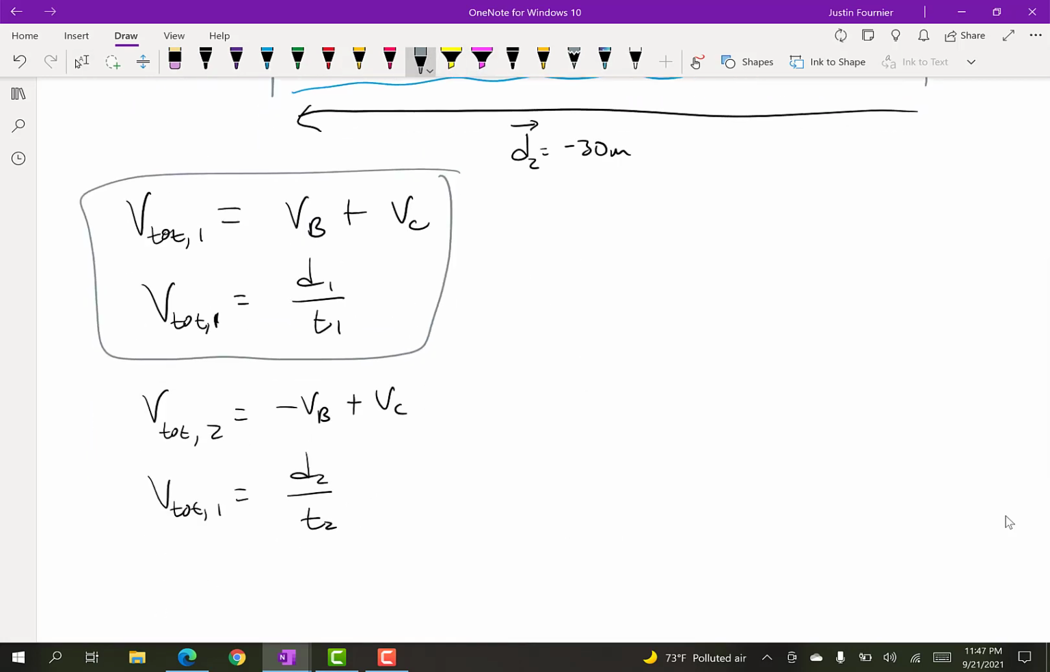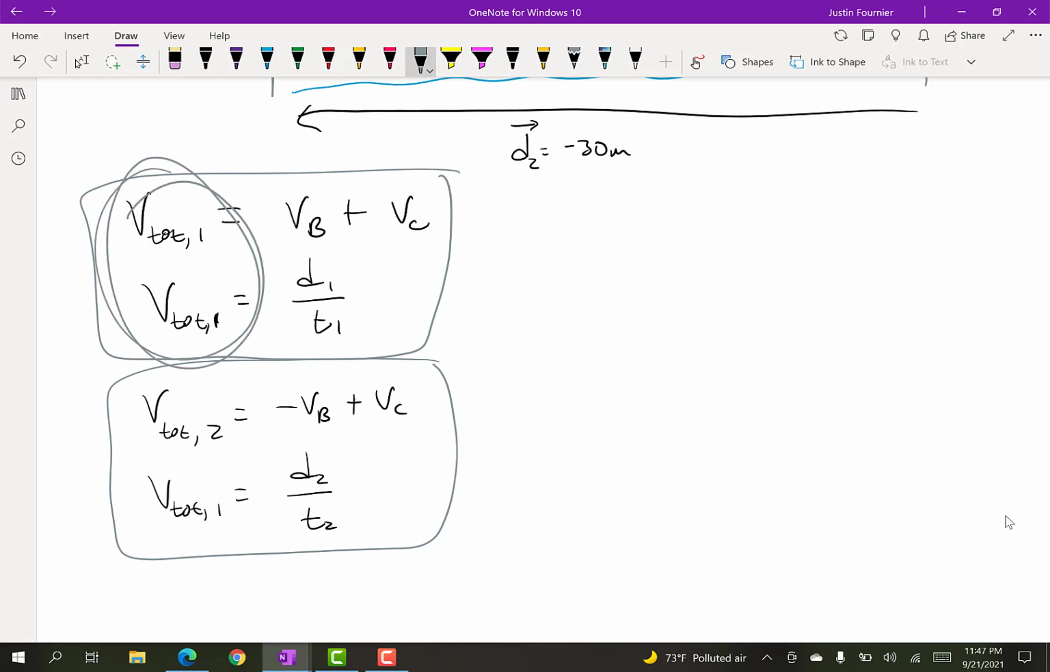All right, so there's that. Now, these are equal to each other, right? They're the same thing, so I can set these things equal to each other. So let's do that over here. This is going to be D1 over T1 is equal to VB plus VC.